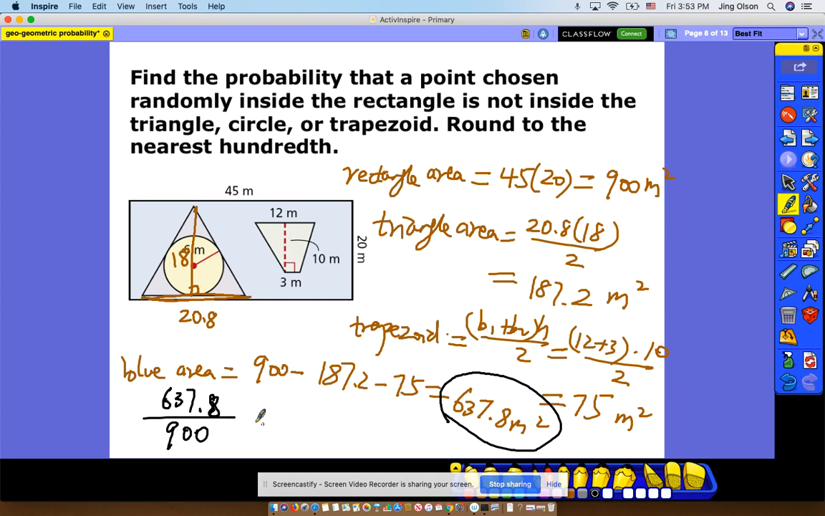Okay, 0.708. Let's go with 71%. Okay, approximately 71% chance that you throw this dart and it's not inside the shapes. It's going to be on the blue section.